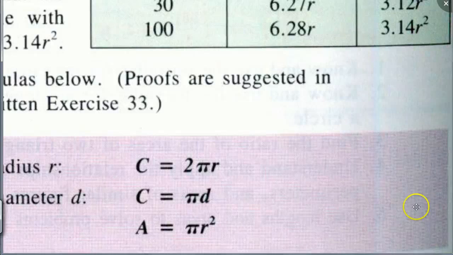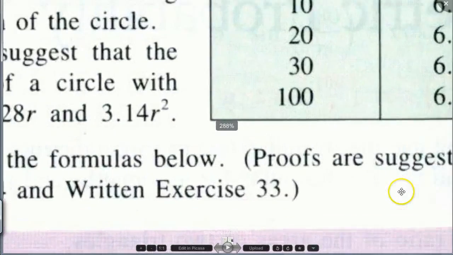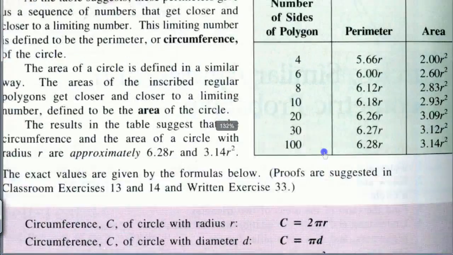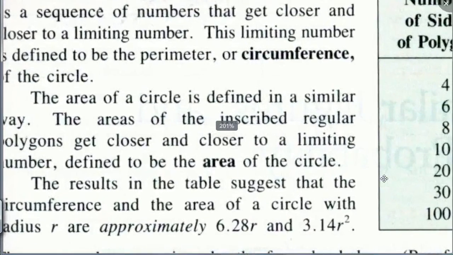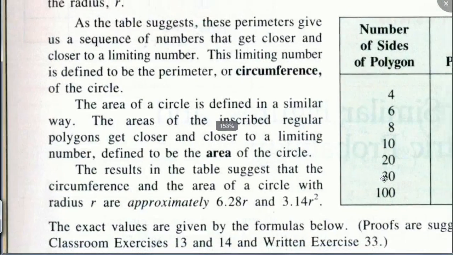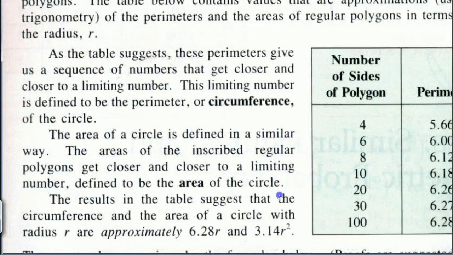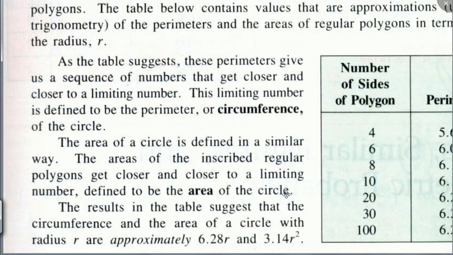So on. Austin, why don't you read this for us? See if this makes sense, because this is sort of a summary of what we just talked about. Go ahead. As the table suggests, each perimeter gives us a sequence of numbers that get closer and closer to a limiting number. In this case, this limiting number is what? Pi, right? 3.14, that goes on forever.